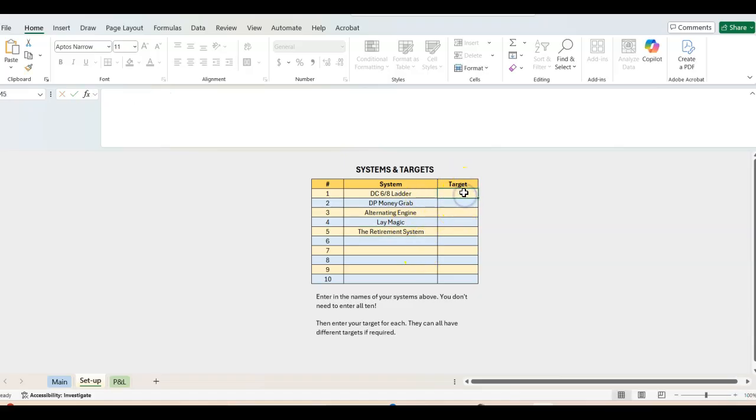Now, you can put a dollar target for each. So let's say you are looking to make $40. We're going to put, and you can do different amounts here, they don't all have to be $40 like this, but we'll just do this. We'll just make them 40 each. Okay, just like that.